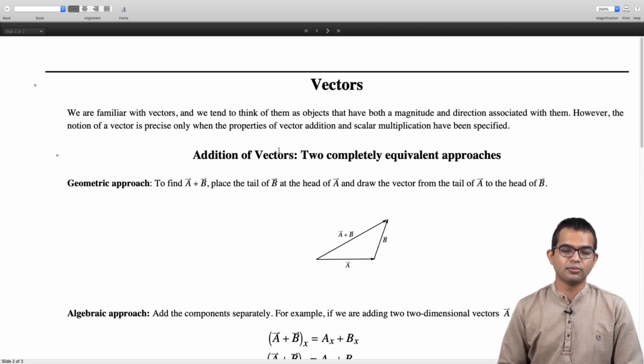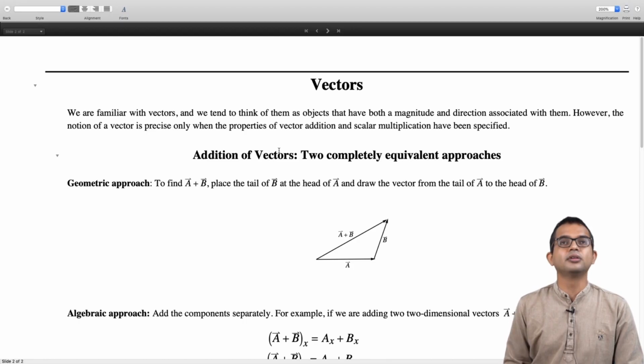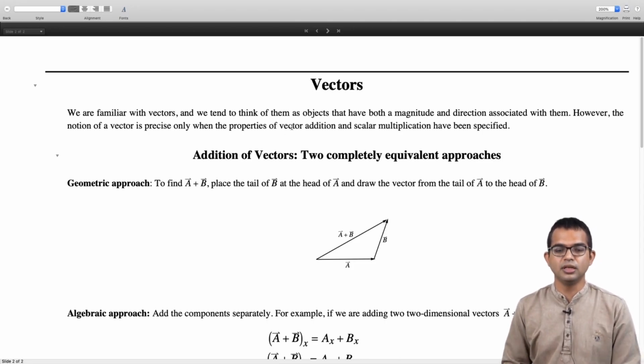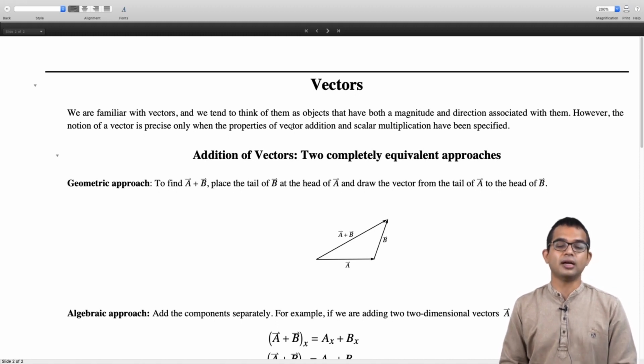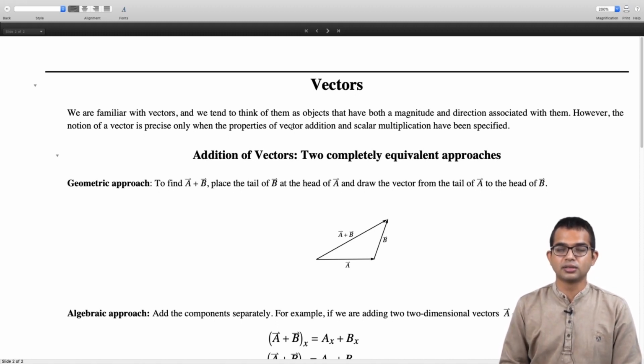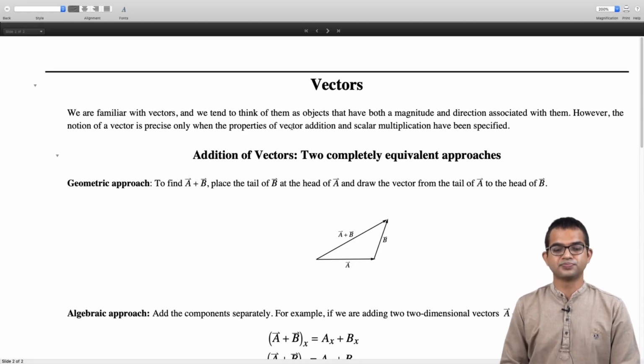However, one has to be a little more careful. Not everything which has both a magnitude and direction is going to be a vector. For a vector to be a vector, it has to satisfy certain properties. One key property is how two vectors add. If you add two vectors, you must get another vector, which has a very precise form. We are also familiar with this.